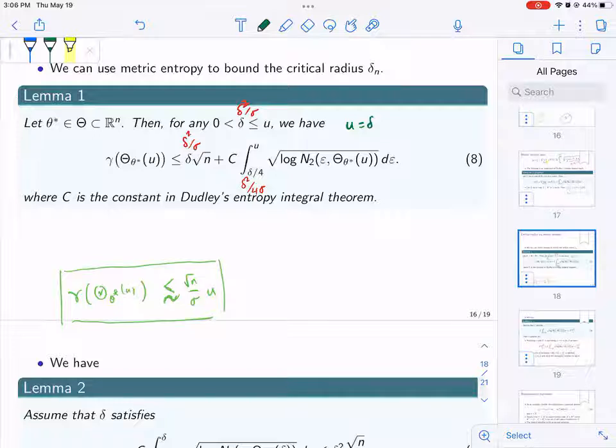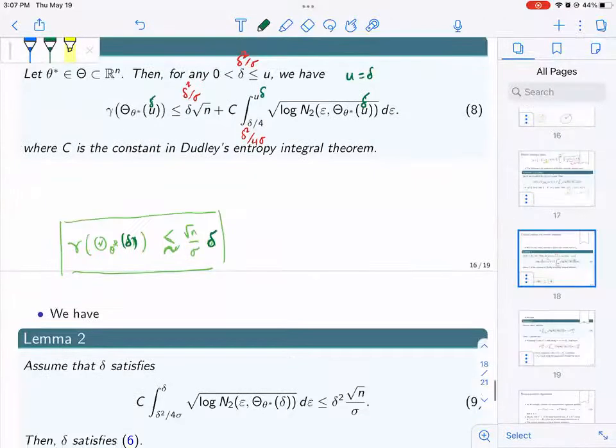So for any delta less than u, usually delta is going to be going to 0. So delta squared basically is much smaller than delta. So I'm going to look at between this and delta. That's what I'm going to do. So this is going to be delta and delta. Then you can see that if I want to solve this equation, yeah, there's this delta squared. So that's the critical equation.